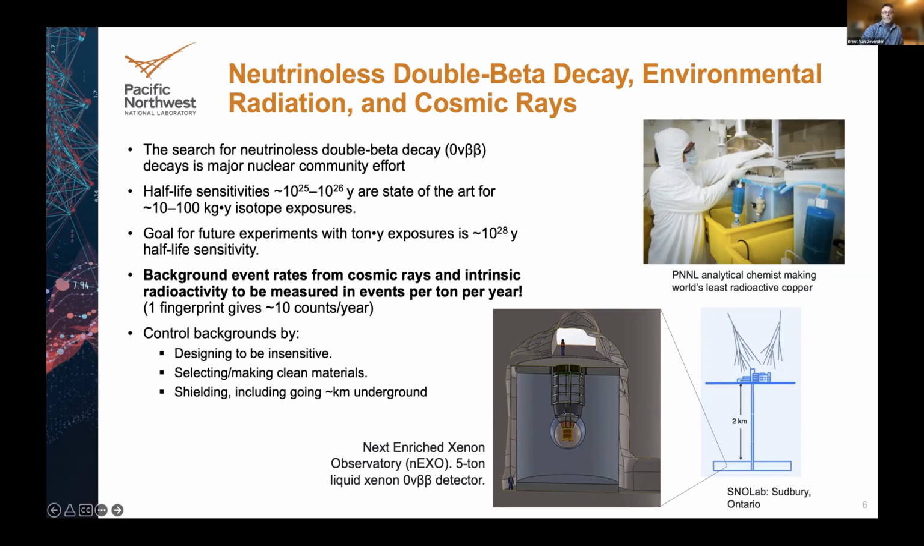As an example of this, I'm showing you a picture of an experiment that some of my colleagues here at the lab are involved in called the Next Enriched Xenon Observatory, or nEXO for short. The plan for that experiment is to expose 5 tons of liquid xenon enriched in the isotope xenon-136 for several years, deep underground at a laboratory complex in Sudbury, Ontario. And among other things we do, besides going deep underground, we will grow our own copper. So this is one of our analytical chemists growing his own copper in such a way that we exclude uranium and thorium radioactive components that are actually in almost everything.